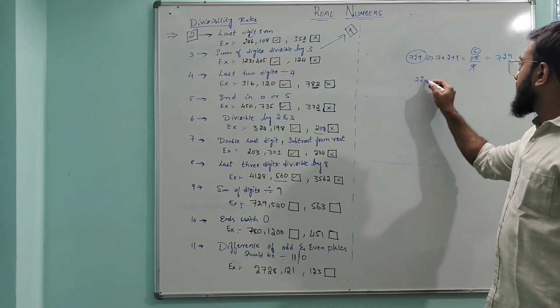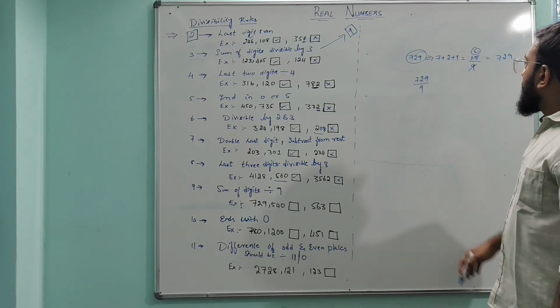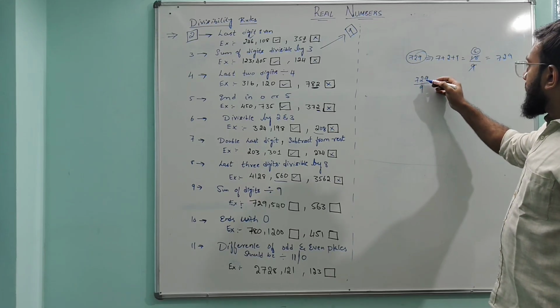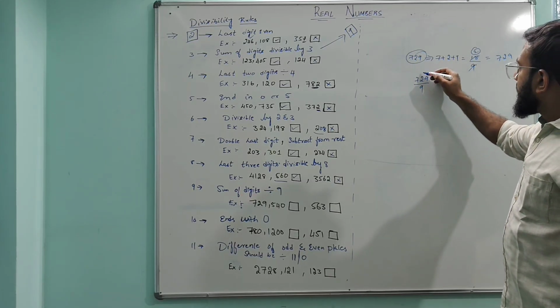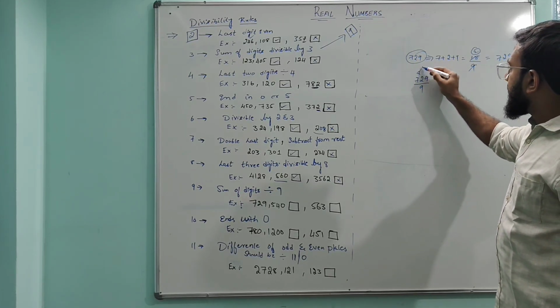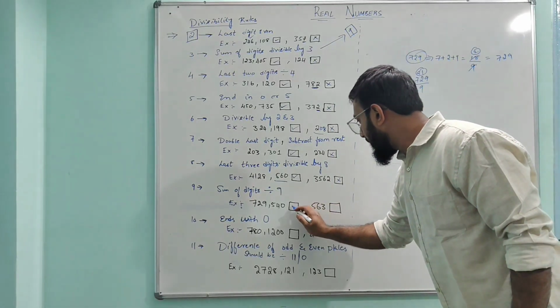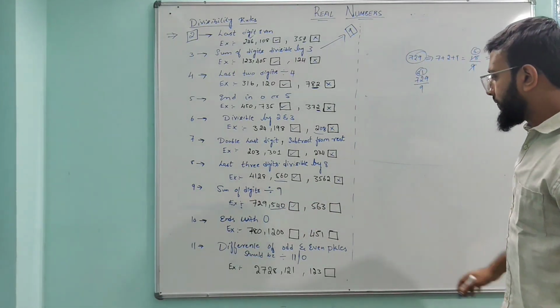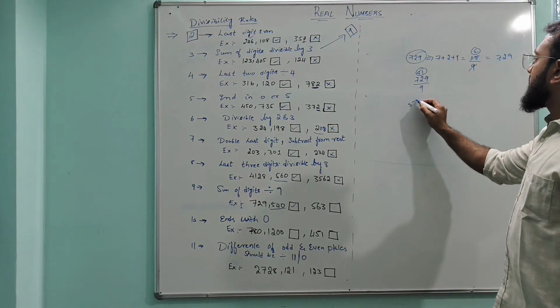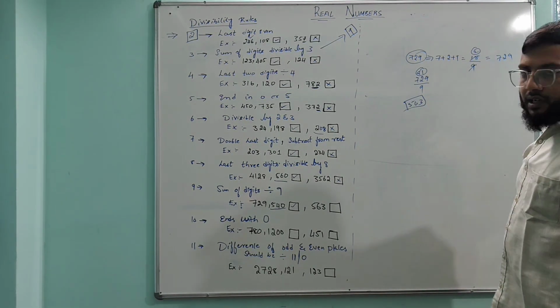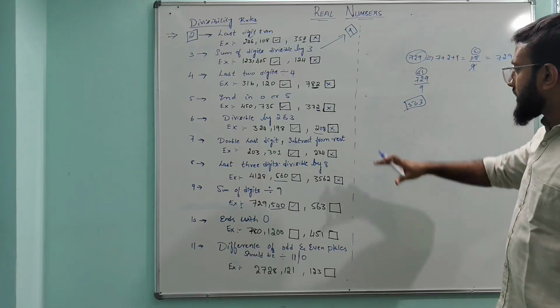Let us check 729 divided by 9. 8 nines are 72, then 9 ones are 9, so 81 is divisible. Hope it is clear. Check with this example and let me know. With 563, if you check, it doesn't work. Let us not waste much time on this.